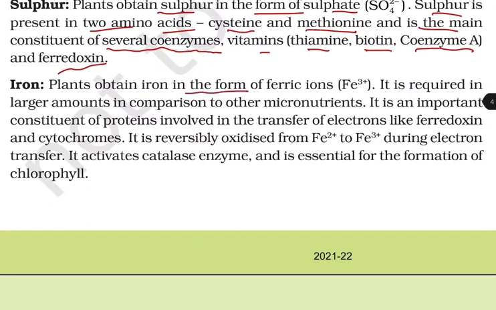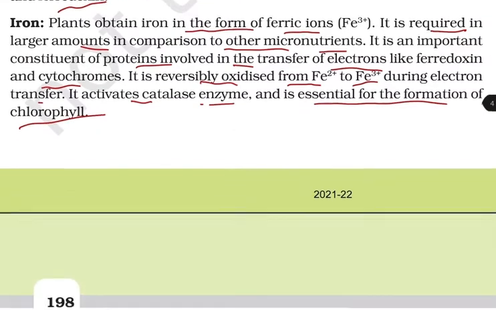Iron. Plants obtain iron in the form of ferric ions, that is Fe3 plus, and it is required in larger amounts in comparison to the other micronutrients. It is an important constituent of the proteins involved in the transfer of electrons like ferredoxin and the cytochromes. It is reversibly oxidized from Fe2 plus to Fe3 plus during electron transfer. It activates the catalase enzyme and is essential for the formation of chlorophyll.